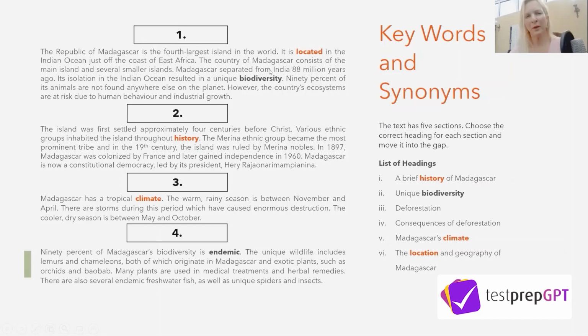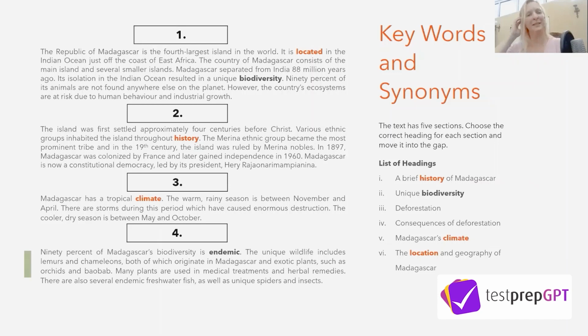Okay, let's try paragraph number 2. The island was first settled approximately 4 centuries before Christ. Various ethnic groups inhabited the island throughout history. The Merina ethnic group became the most prominent tribe, and in the 19th century, the island was ruled by Merina nobles. In 1897, Madagascar was colonized by France and later gained independence in 1960. Madagascar is now a constitutional democracy led by its president, Harry Rajanaramanapinanya.